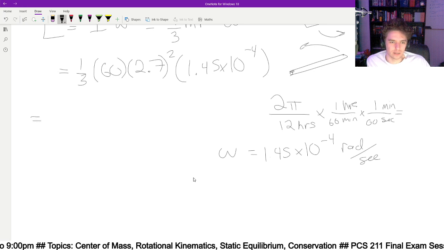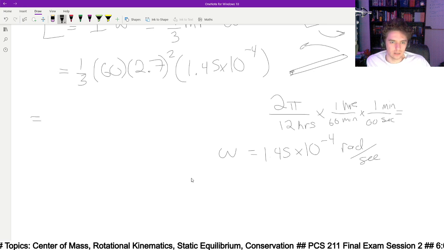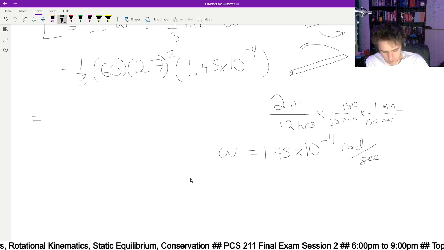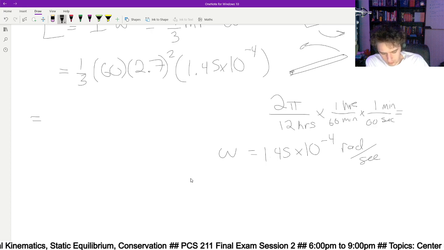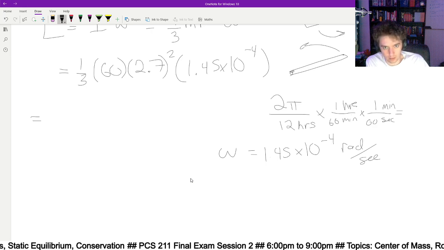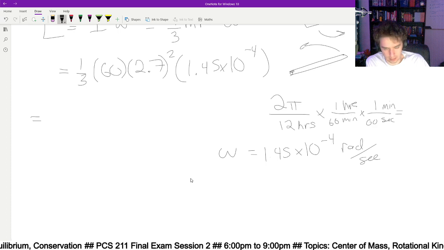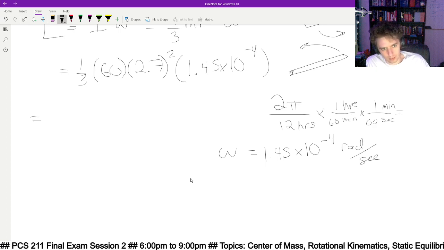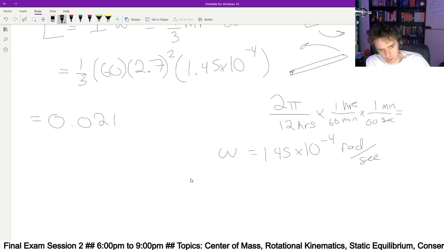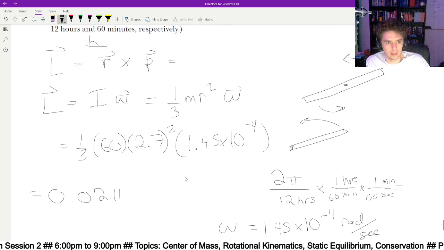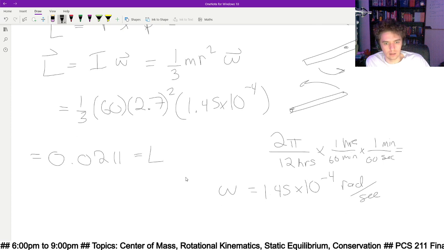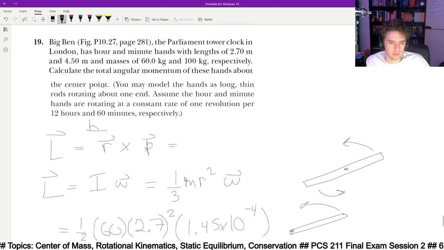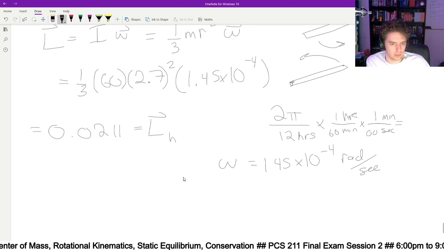So I'll just plug this in. It's going to be 20 times 2.7 squared times 1.45 times 10 to the negative 4. So I got 0.0211. That's L for the hour hand. I guess because it wants the total, we just add them together at the end.